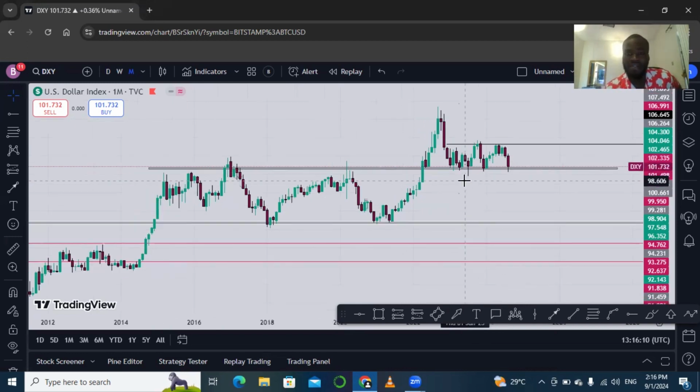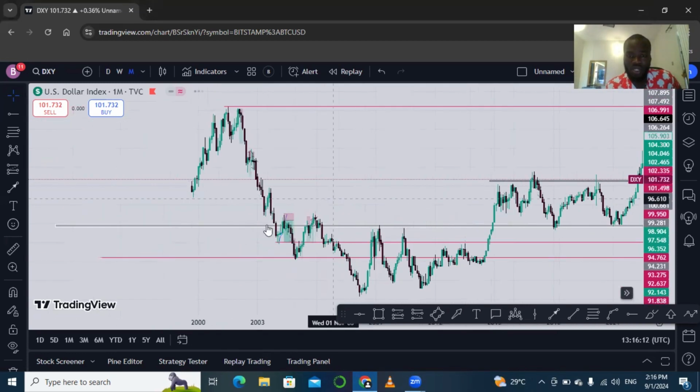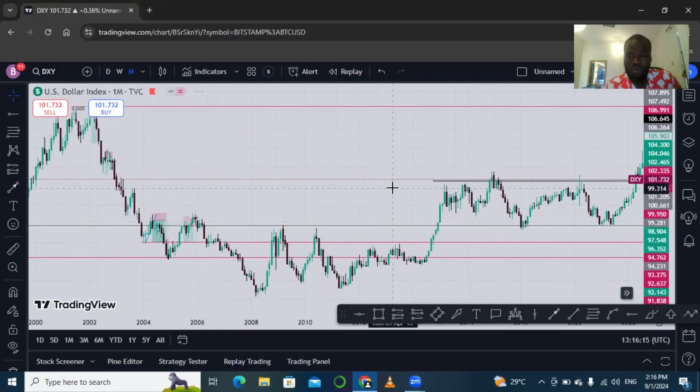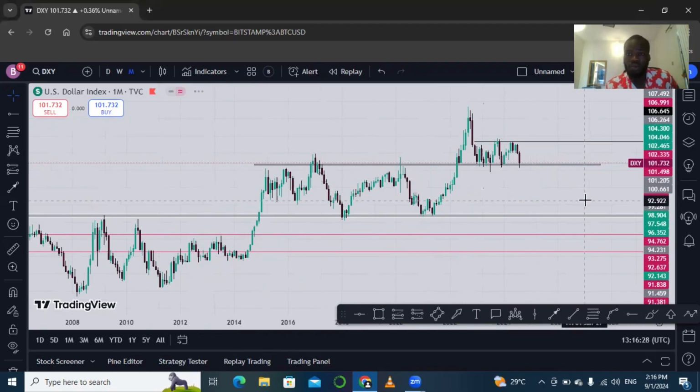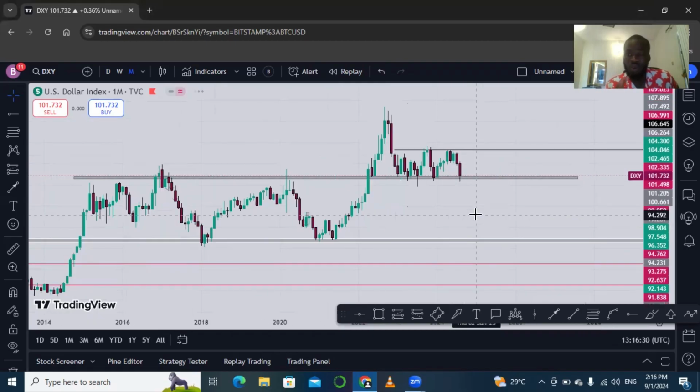What do I mean by that? If you look here, these two zones here, this is a major strong zone. Price broke above the zone. It came back again to this zone. It moved from here to here, came back to the zone again, moved back, came back to the zone again. So you see, it moves from zone to zone. That's what I mean by price moves from zone to zone.